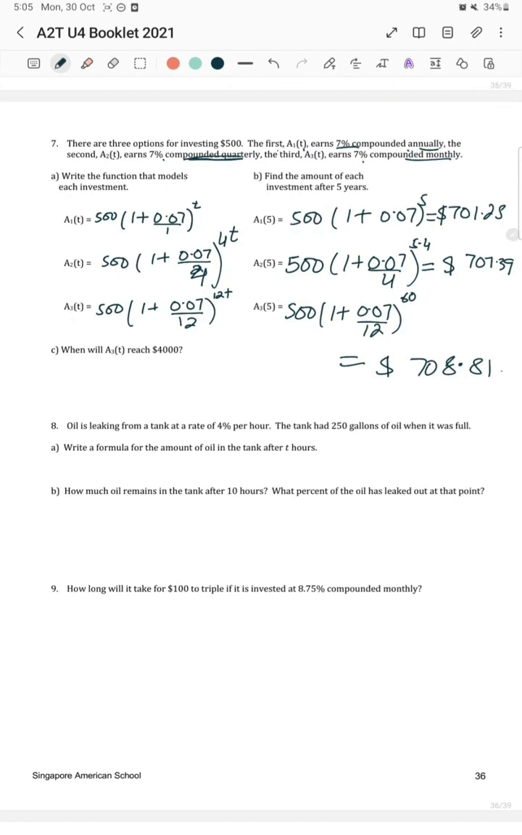Oil is leaking from a tank at the rate of 4% per hour. The tank had 250 gallons of oil when it was full. Write a formula for the amount of oil in the tank after t years. So it would be A(t), which is equal to 250(1 - 0.04)^t, which is equal to 250(0.96)^t. How much oil remains in the tank after 10 years? What percent of the oil has leaked out at that point?